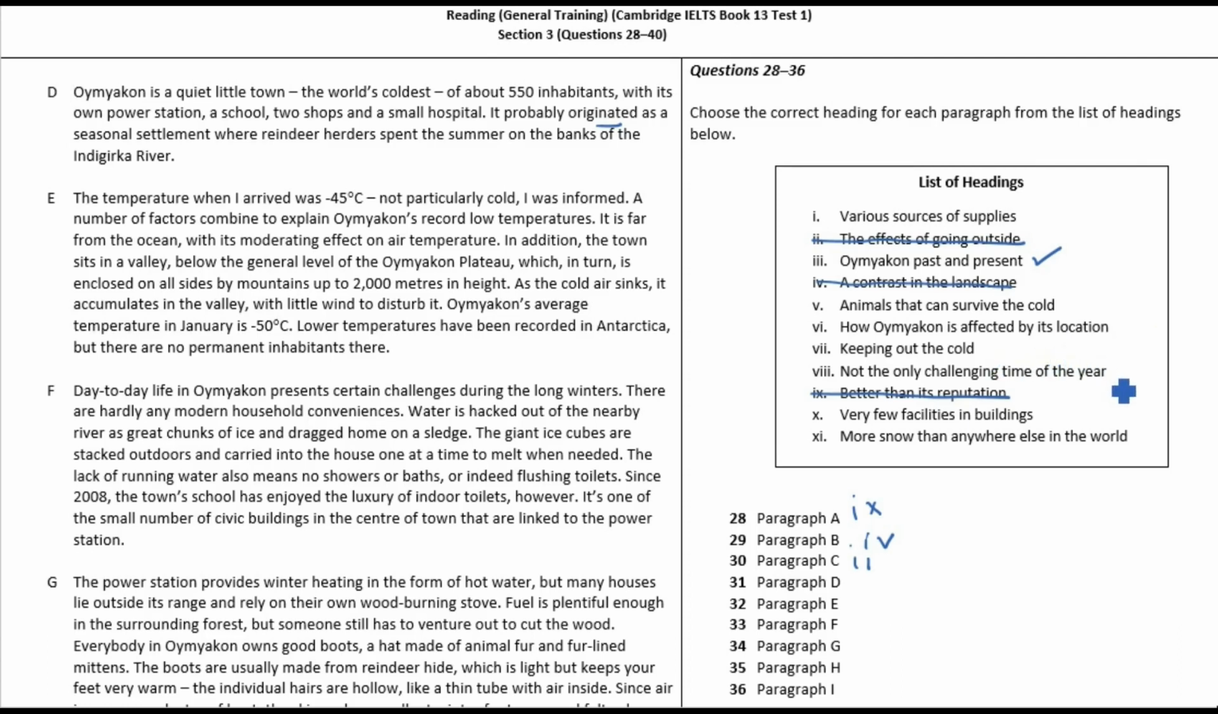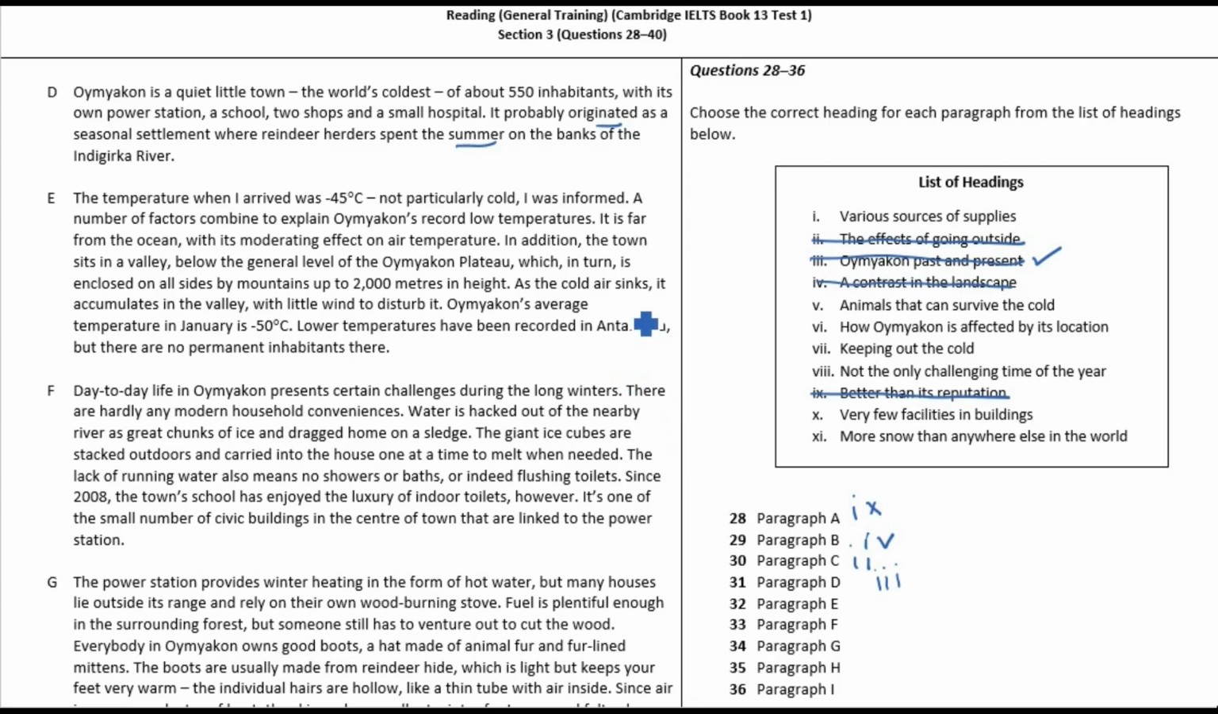Very few facilities in the building. Again, buildings are mentioned, school and hospitals, but nothing about what kind of facilities there are. So that cannot be the answer. More snow than anywhere in the world, not really. So it is clearly the third. As I said, work as much by elimination as you work with finding the correct answer. It reduces the chance of mistakes.